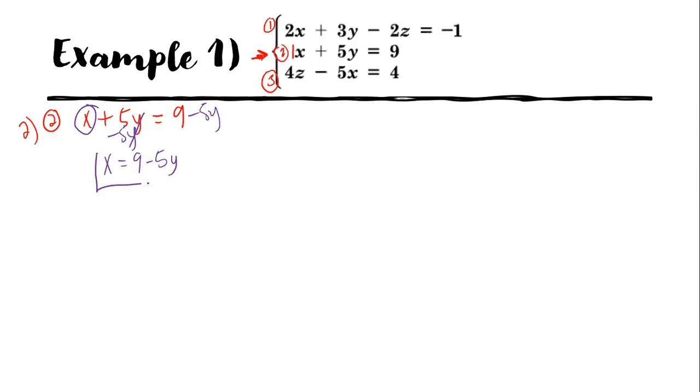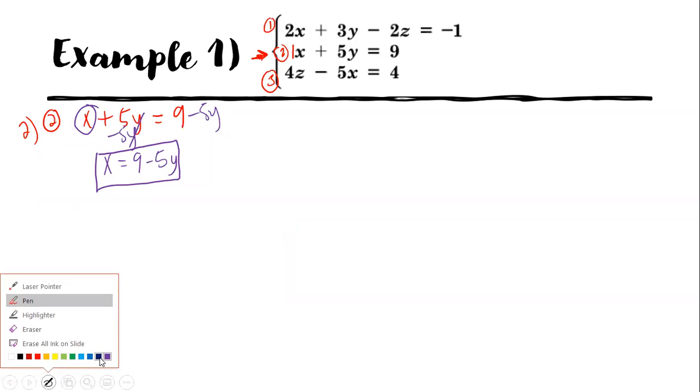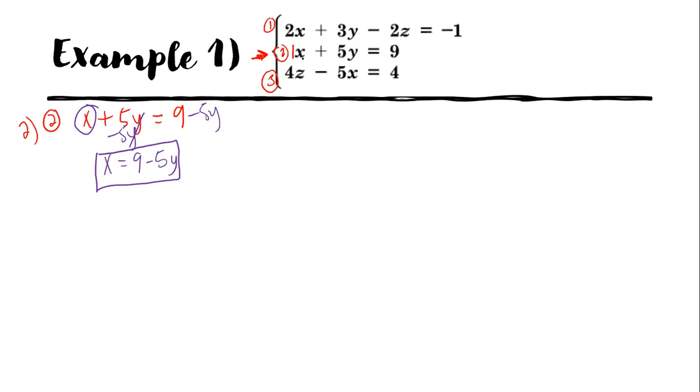Keeping that in mind, x equals 9 minus 5y. So our next step is, once you have gotten a variable by itself, you're going to substitute that value into the other 2 equations. So I'm substituting into equation 1 and equation 3, which are the ones I didn't use. I'm going to substitute in the value of x. So in the first one, that's going to become 2 times 9 minus 5y plus 3y minus 2z equals -1.